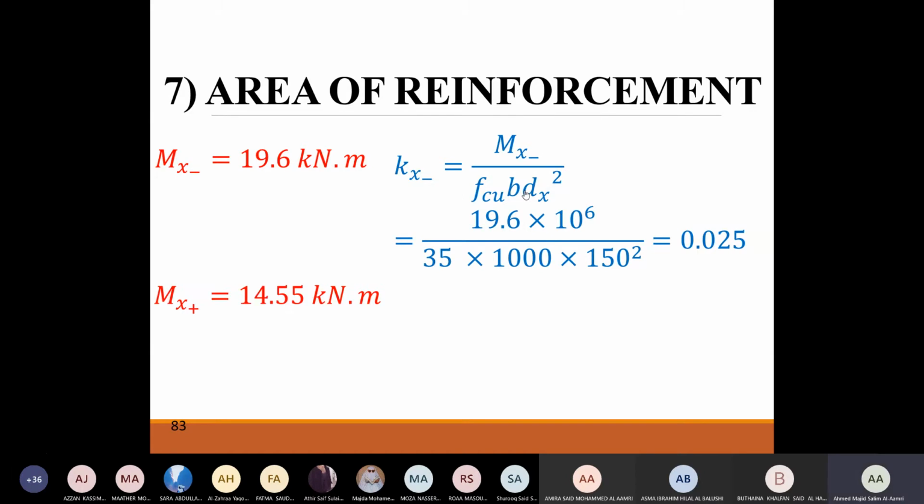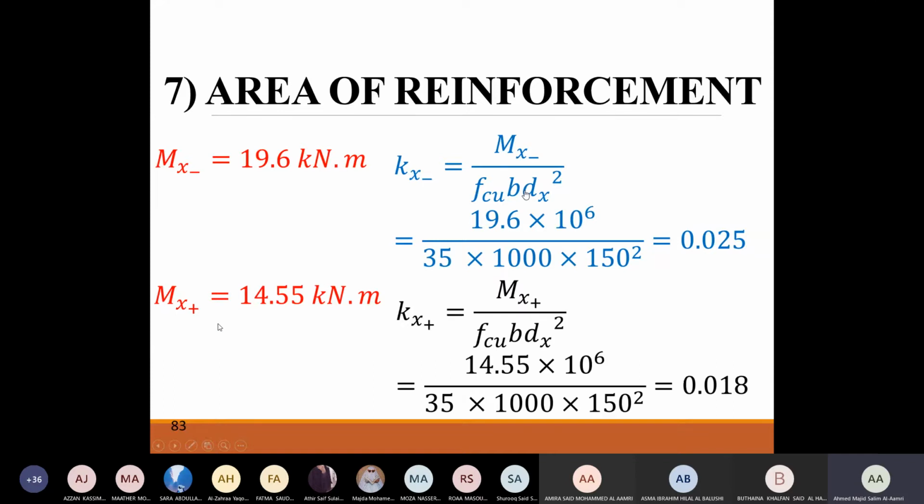Okay, so that's the first moment. The second moment, now you can see it's positive, mx positive. So once again, we have taken the positive mx, and we have calculated the value of k. So we have kx negative, we have kx positive. You can see we have used dx, not dy, because both of the moments are for x.